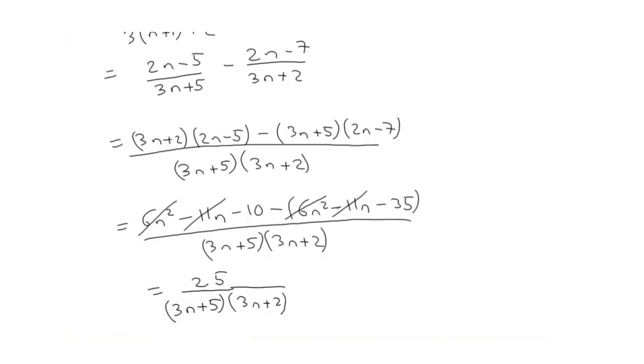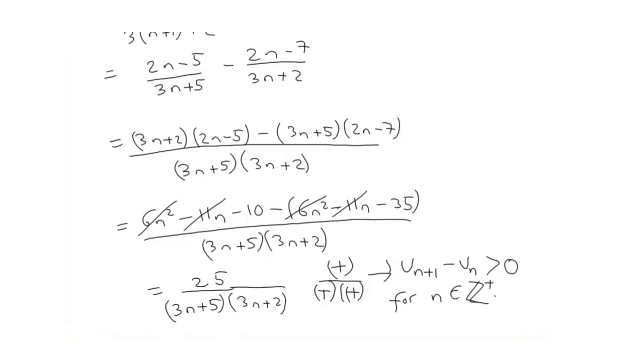Now remember, n is a positive integer. So 25 is obviously positive, so this is positive over, well, for positive integer n, 3n will be positive, 3n plus 5 will be positive. Very similar argument for the 3n plus 2, so you're going to have another positive times a positive on the bottom. So that means that un plus 1 minus un is always greater than 0 for positive integer n.